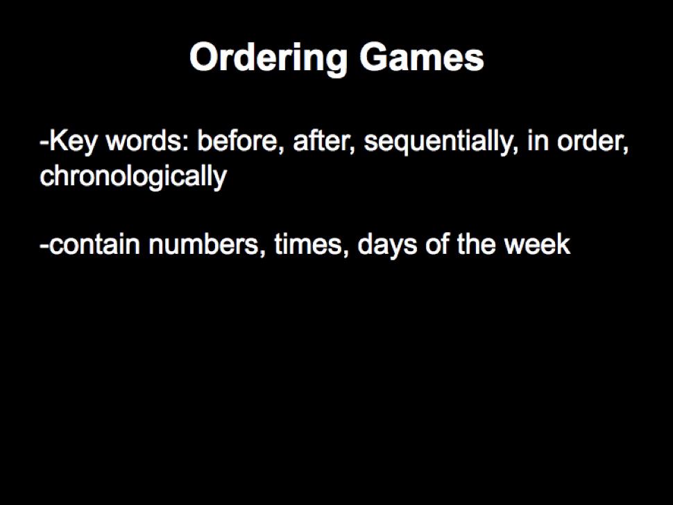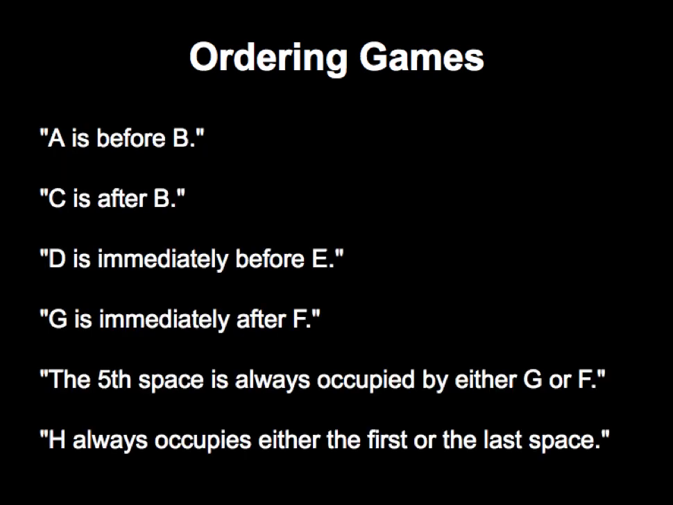In harder games, they might involve some elements of this, but also involve other things as well. But on average, if you see these keywords, you see these concepts, you're often going to be dealing with an ordering game. Here are some examples of typical ordering game rules: variables being before or after each other versus being immediately before or immediately after each other. Again, that idea of being adjacent or being consecutive. You'll often have variables being related to the first or last space as well.